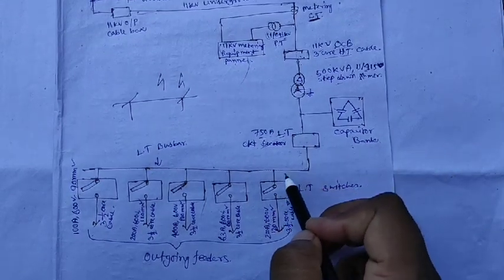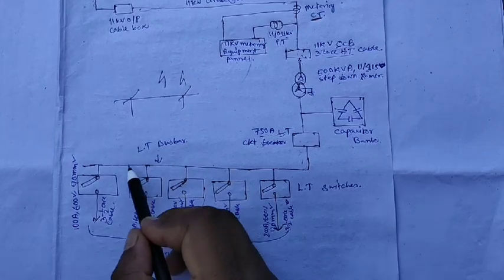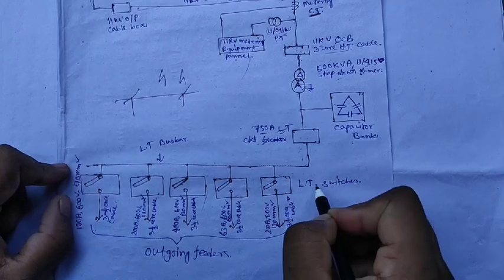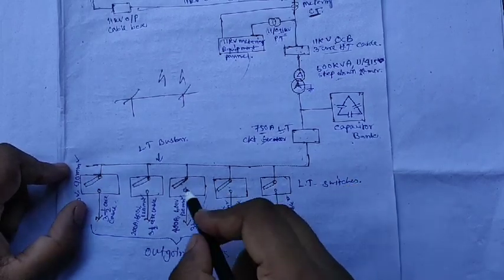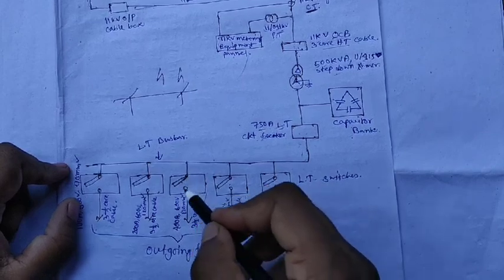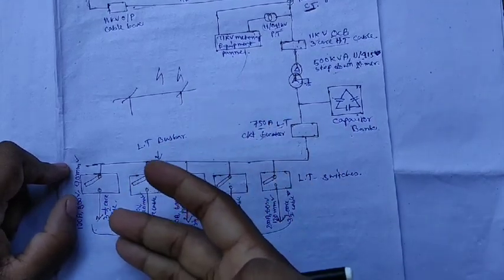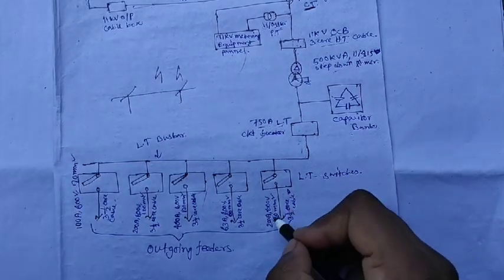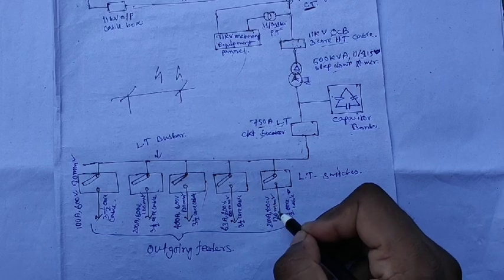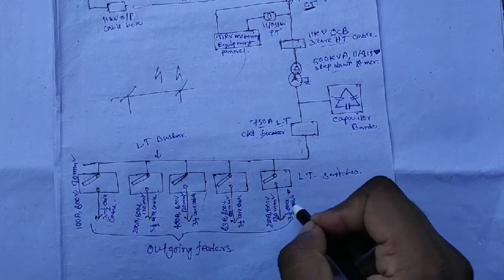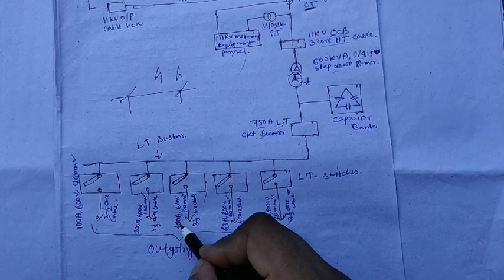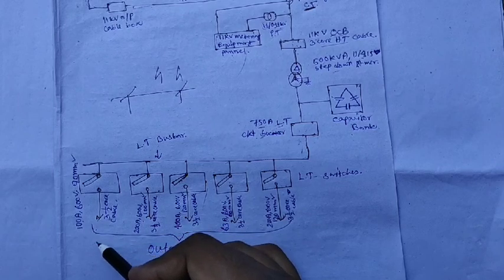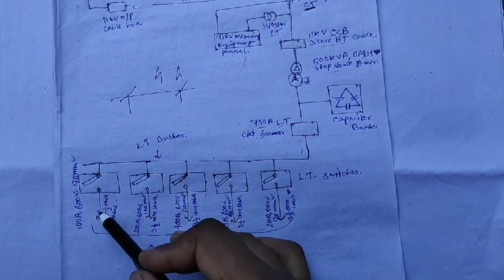Then this is feeding a low tension bus bar. From this low tension bus bar, different types of low tension switches are used. Suppose these 5 feeders are feeding different types of area loads. So this is the 200 ampere 600 volt, and this is the 63 ampere, this is the 400 ampere, this is the 200 ampere, this is the 100 ampere. Different types of loads use different types of switches, and this is going to the load side.